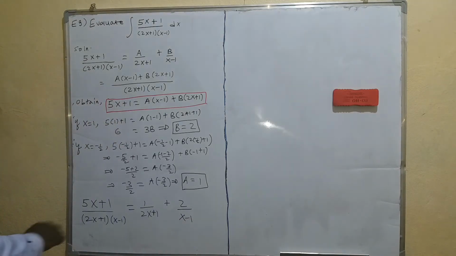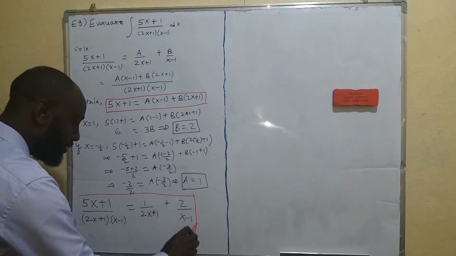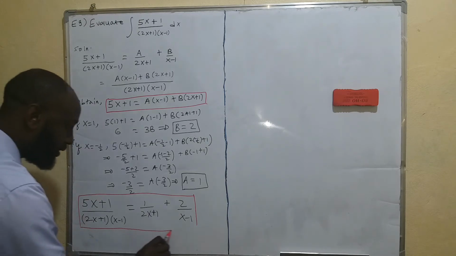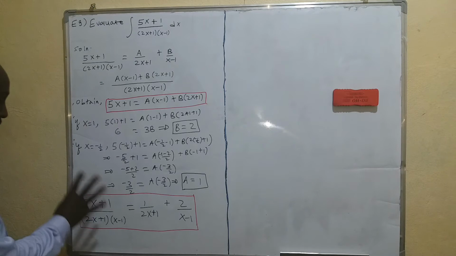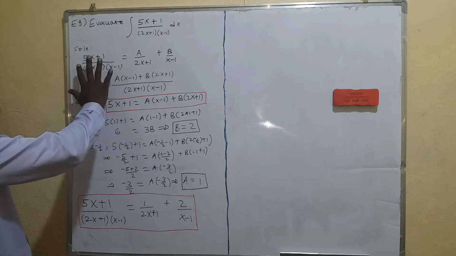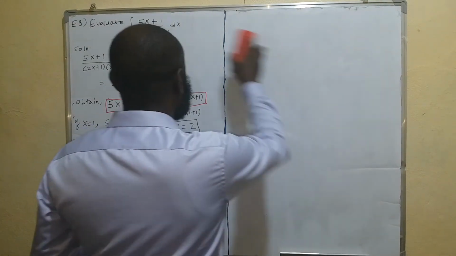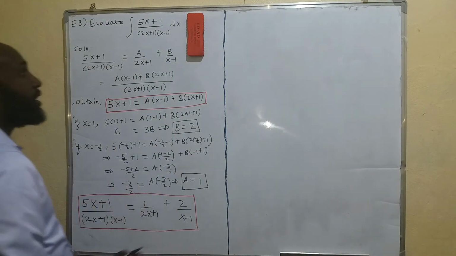Hence, this is like this. Now this is not the end of our question. We have decomposed this rational expression into this one. The next thing is to find the integral, or to go to the actual question. So the integral of the left hand side is equal to the integral of the right hand side.